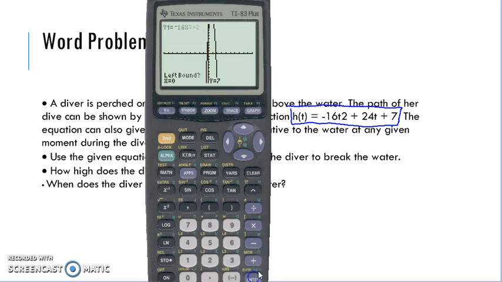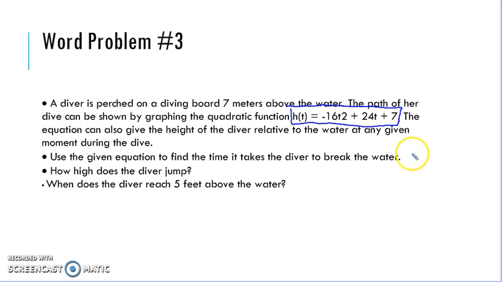So I'm going to go second trace, number 2. I need to do a left bound and a right bound. So I'm going to get my cursor on the left side of that intercept and on the right side and tell it to guess. So my intercept is at 1.75. And remember, e to the negative 12 just means 0. It means it's a lot of decimal places away. So I've got 1.75 seconds.